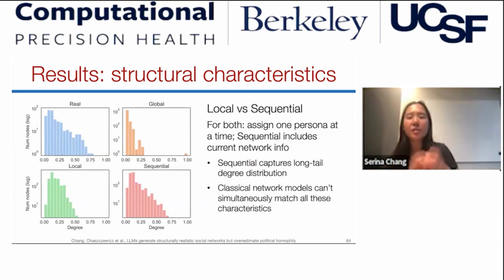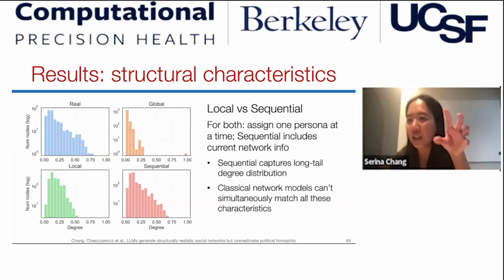Another finding is when we compare local versus sequential, we can evaluate specifically what is the value of providing network information as you're making these individual persona choices. The main difference between the two is that sequential can capture the long tail degree distribution in a way that local can't. It's interesting to see that sequential can simultaneously match a large number of graph characteristics in a way that classical network models can't. This is promising that perhaps sequential, and LLMs more generally, can serve as a good zero-shot method for generating structurally realistic social networks.